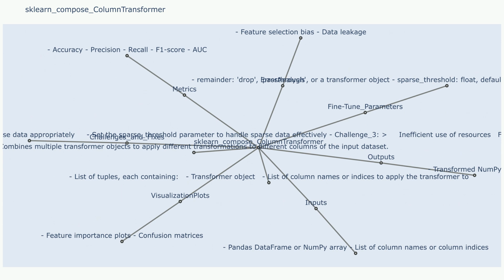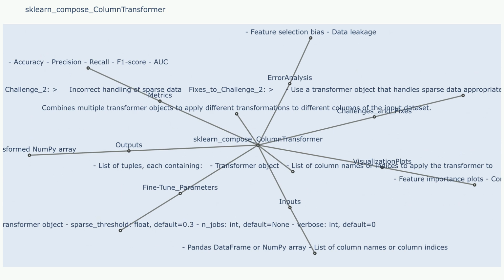Visualization plots: not directly applicable to column transformer itself. Visualizations are typically used to understand the transformed data after it's been processed. Fine-tune parameters: transformers parameters: each transformer likely has its own parameters. Tune these parameters within the transformers themselves.